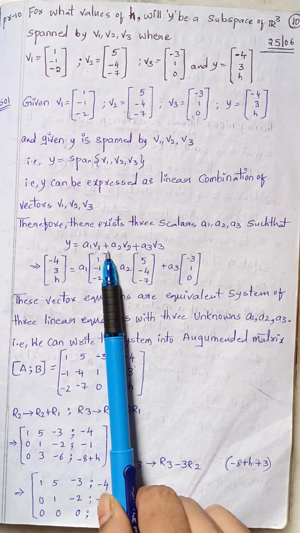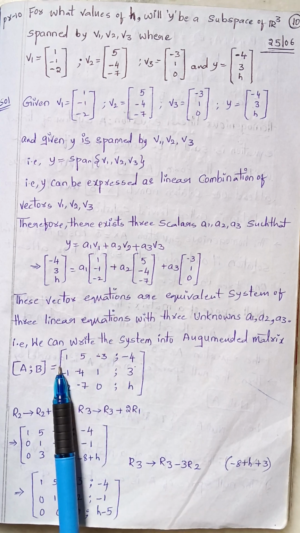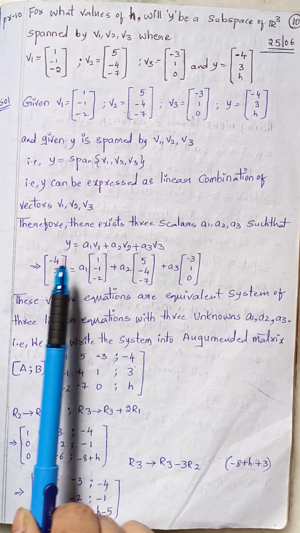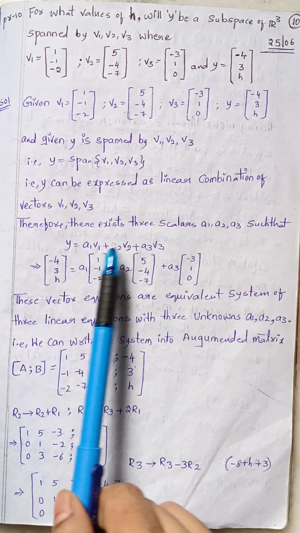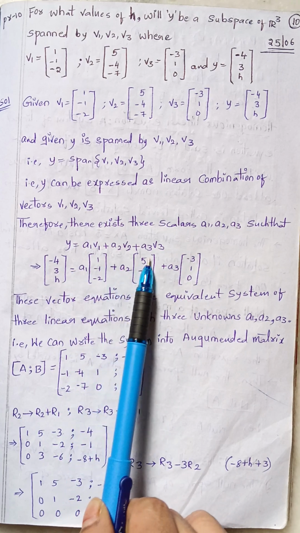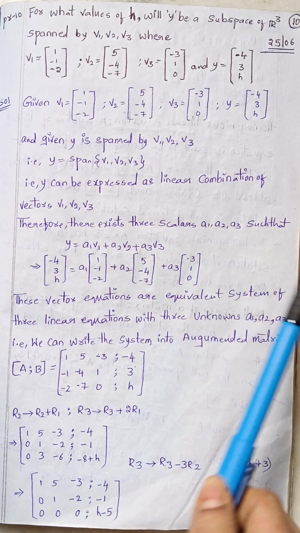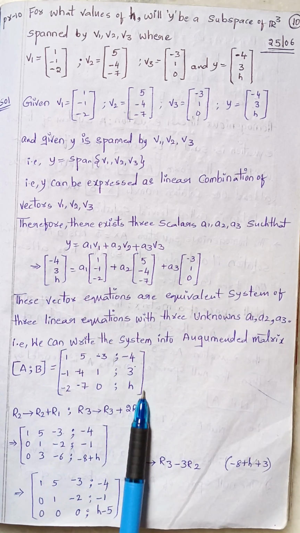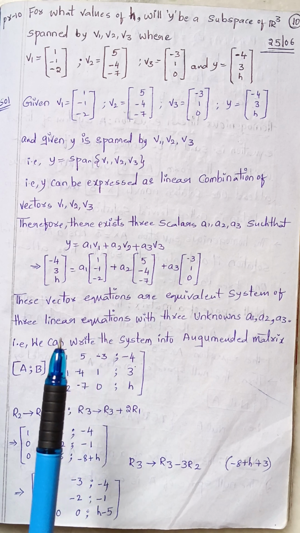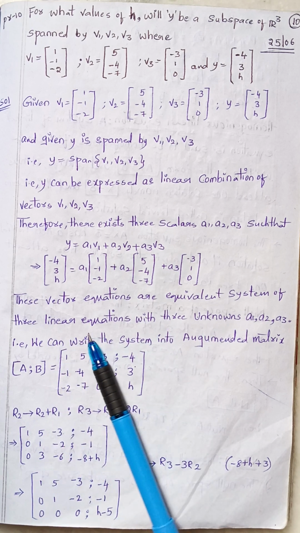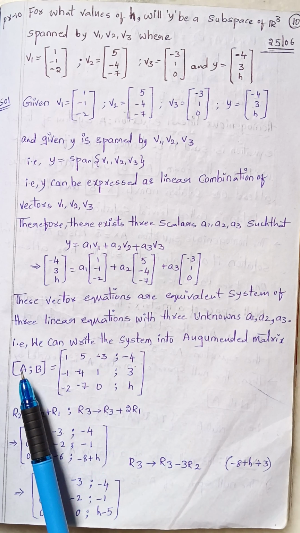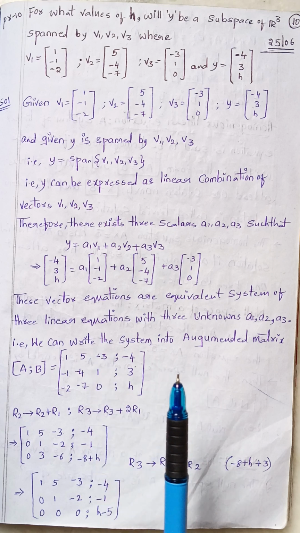So take the first column, second column, third column of the matrix as it is, and the right side of the equation becomes the last column. In equation form, a1 plus 5a2 minus 3a3 equals minus 4, so that column we take here. Now by doing row operations, we have to find the rank of this augmented matrix, and the system is consistent if and only if the rank of the augmented matrix is equal to the rank of A.